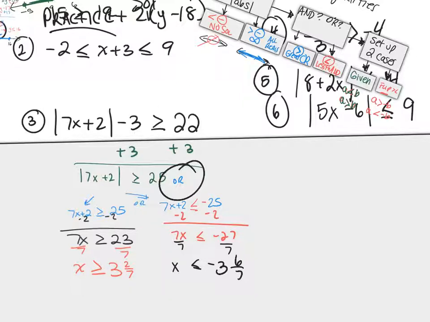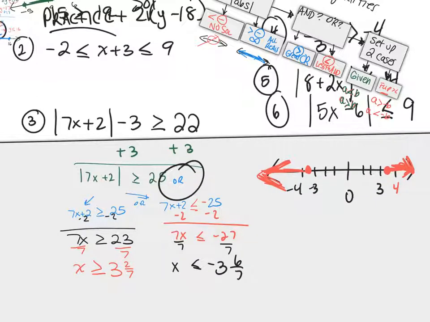It's an or, and so we have to graph it. Now, this is how you would graph it. If this is 0, 1, 2, 3, 4. If this is 3, 3 and 2 sevenths is somewhere to the right between 3 and 4. So it's a closed circle shaded to the right. And then the negative is -1, -2, -3, -4. It's going to be -3 and 6 sevenths, which is going to be here, closed circle because it's or equal to, shaded to the left.